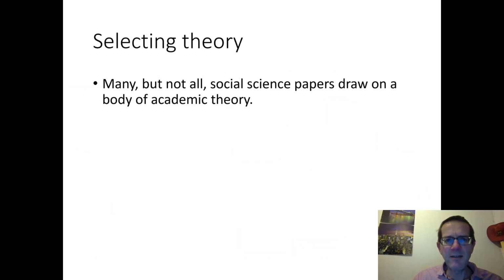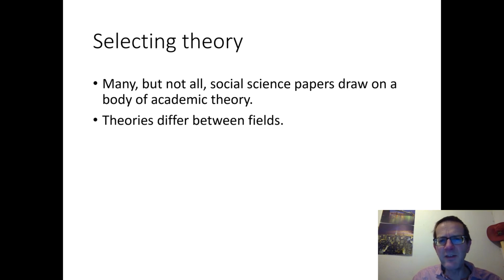Okay, selecting theory. This is something that I think I'm also not good at, because I tend to publish in social science areas that don't have heavy theory use. Many, not all, social science papers use academic theory as part of the interpretation strategy, and I think this is particularly true in qualitative research, or research that doesn't have data but just is analytical. And the theories used differ a lot between fields. So after you've chosen your topic, you need to think very carefully about theories that fit your topic.